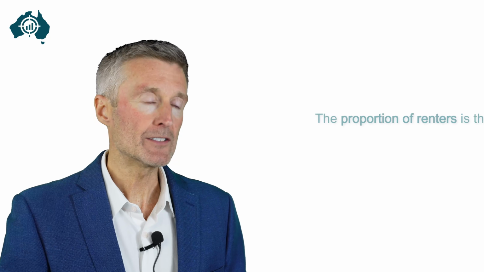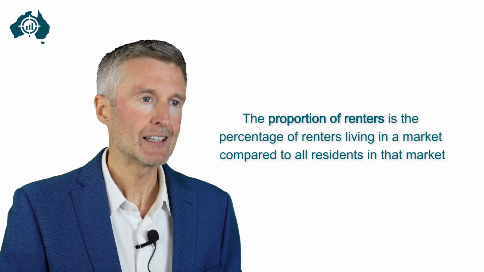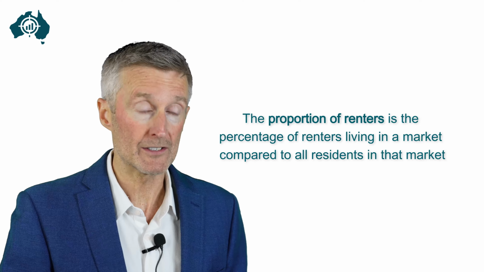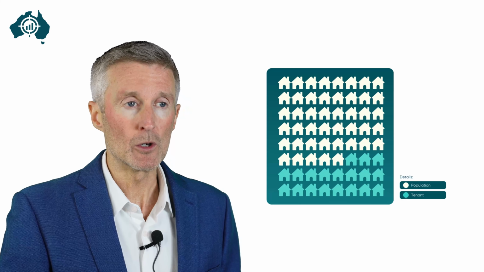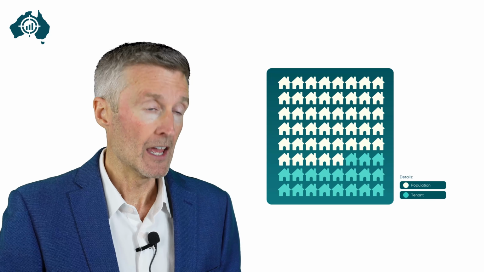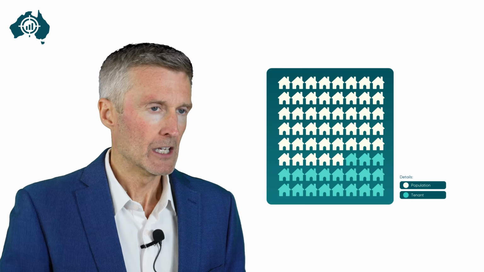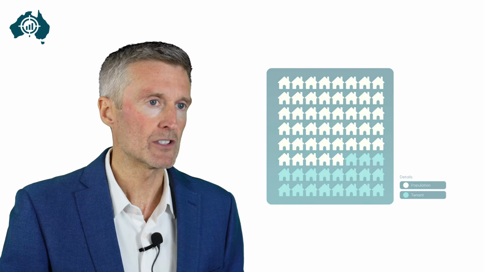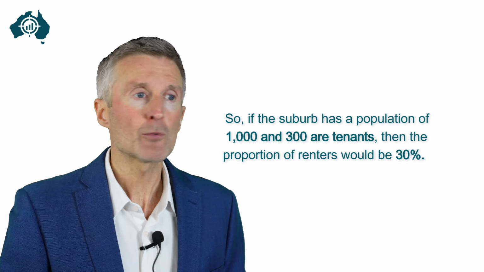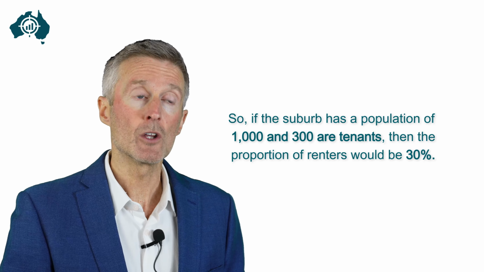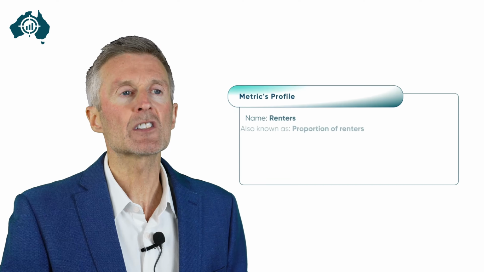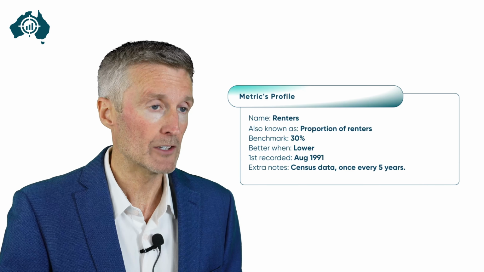The proportion of renters is the percentage of renters living in a market compared to all residents in that market. Of all the people that dwell in a suburb, we can try to categorise them into two groups: those who are renting the home they live in and those who bought the home they live in. So if the suburb has a population of, say, 1,000 and 300 of those are tenants, then the proportion of renters would be 30%. The renter proportion can be considered a supply indicator for rental accommodation.